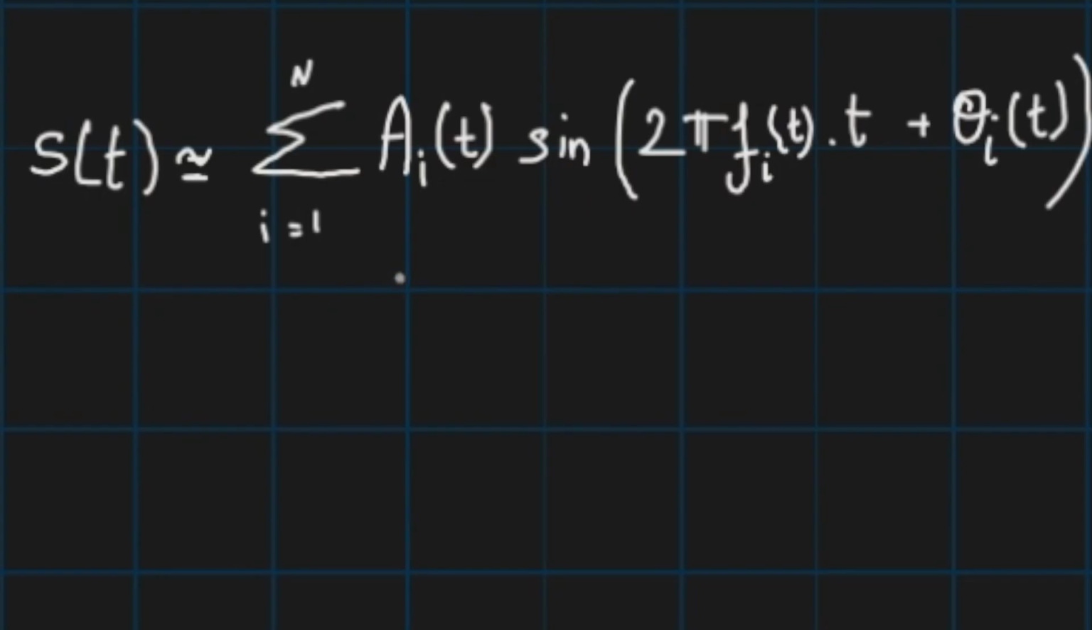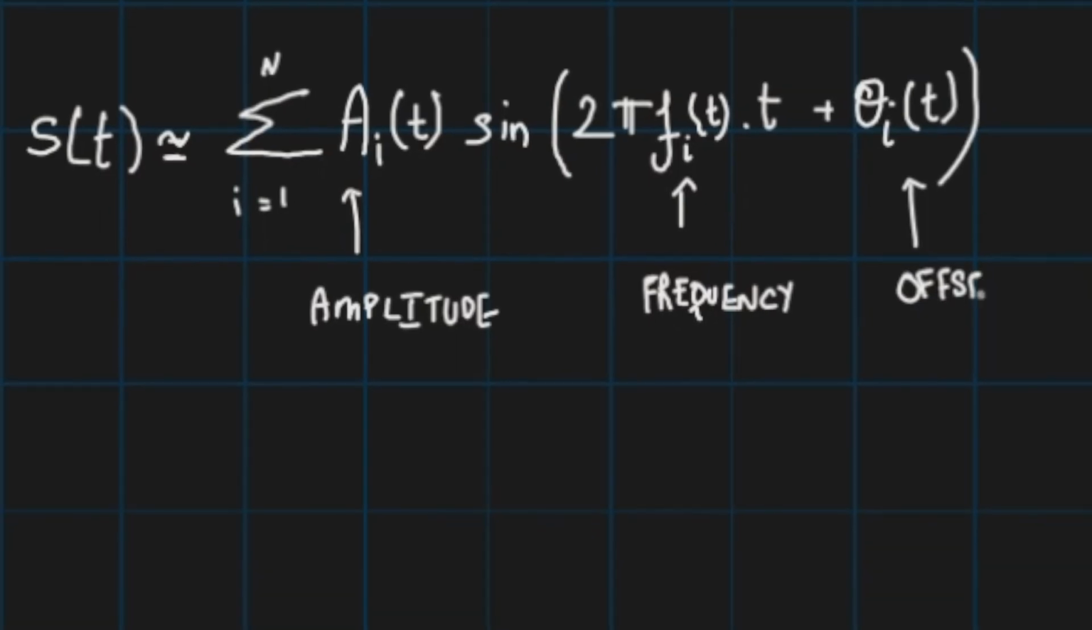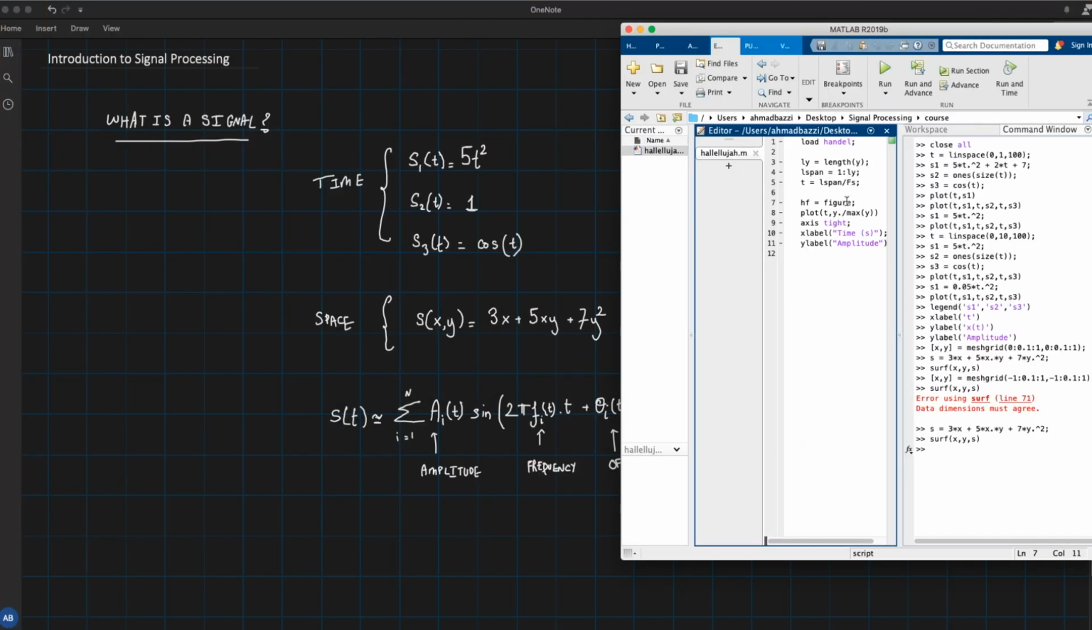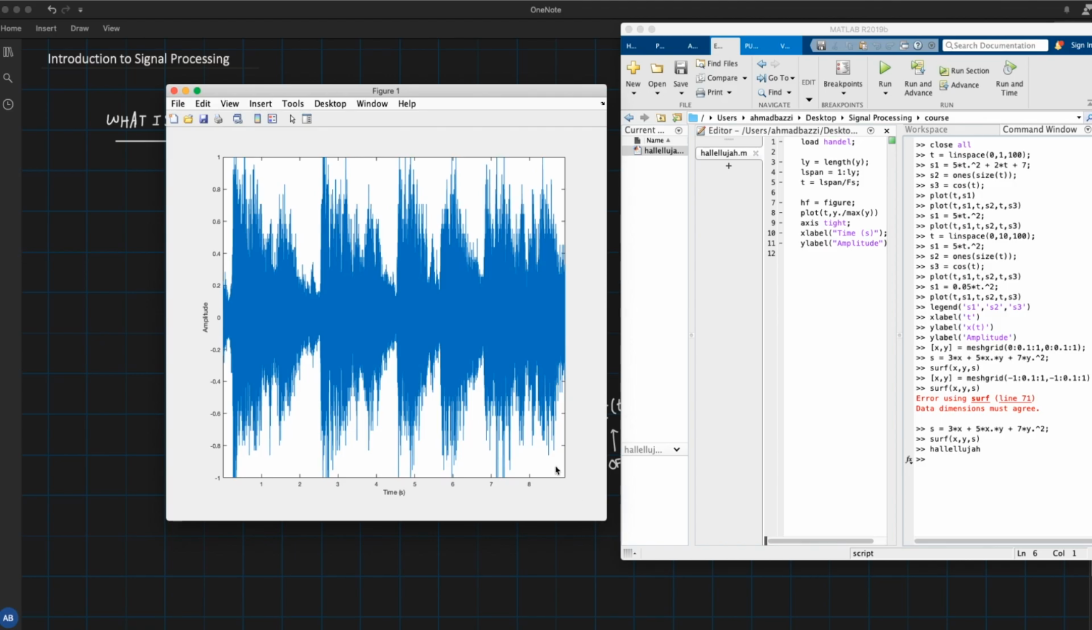As you see, the amplitude of each of the sinusoids varies. So imagine how complicated it would be to express a speech signal, that is an audio signal, right? Let me show you an example on MATLAB. So here I've got some code. No need to go into the details, but this is a speech signal and it sounds like this.